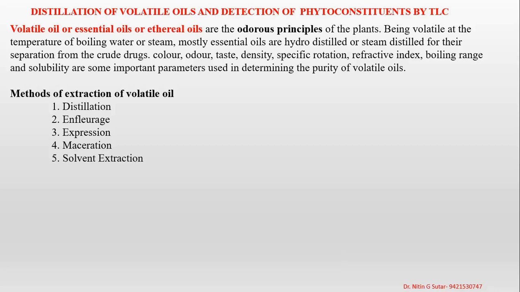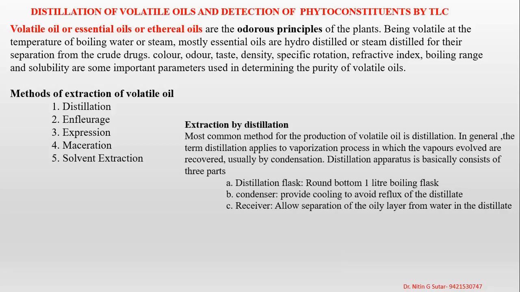So friends, let's see the first one, distillation. Extraction by distillation is the most common, universally accepted method for volatile oil. In general, the term distillation is applied to the vaporization process, carried out whenever a liquid is heated and converted into vapors, and the vapors which are evolved are condensed. The process is known as distillation. The distillation process consists of three parts: one is the distillation pot, second is the condenser, and third is the receiver.